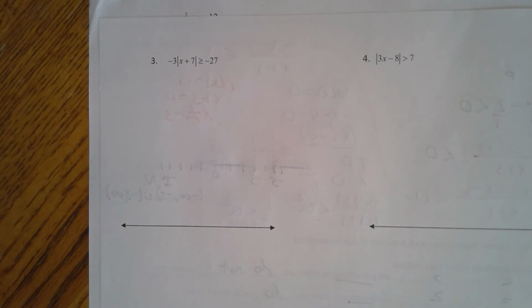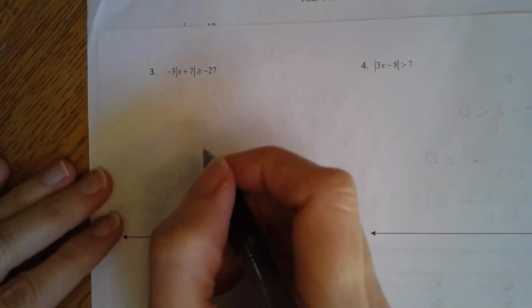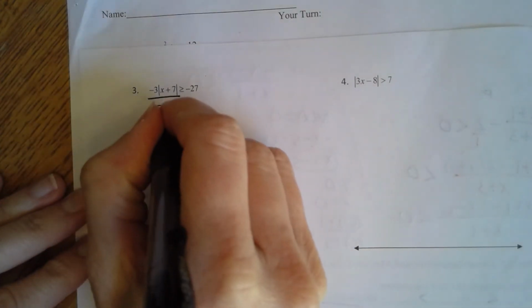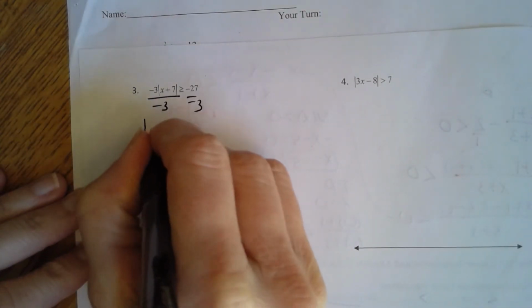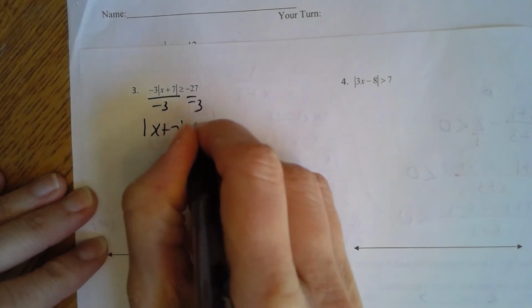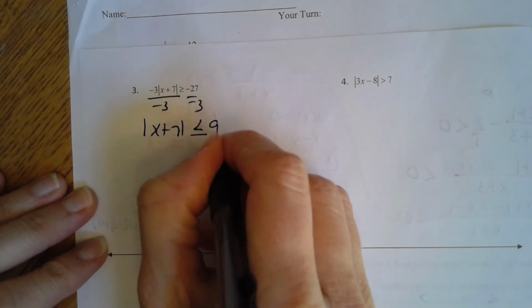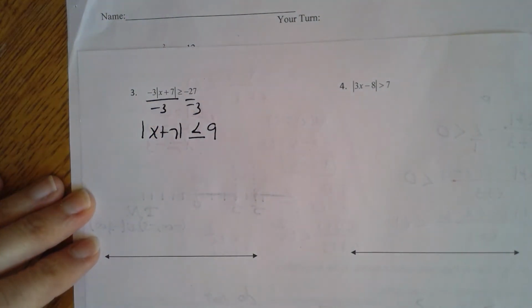To isolate the absolute value, we need to divide by negative 3. When you divide by negative 3, what happens to the inequality? Well, the inequality would flip. So we get the absolute value of x plus 7 is now less than or equal to 9. So make sure you isolate first before you decide how you're going to break it up.